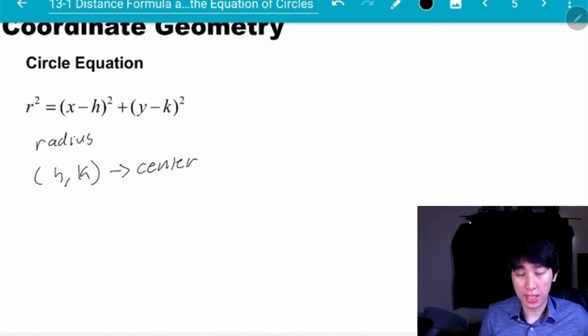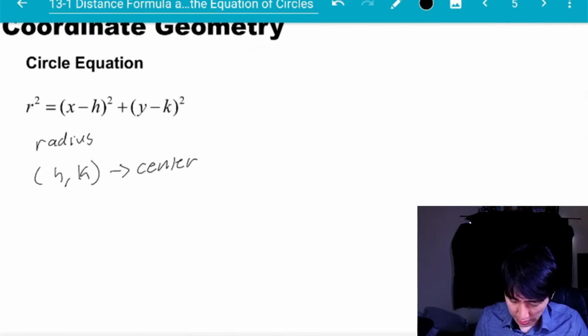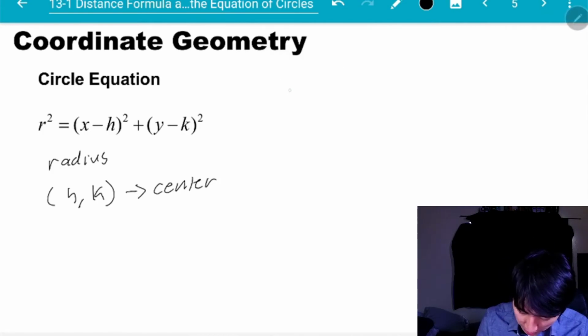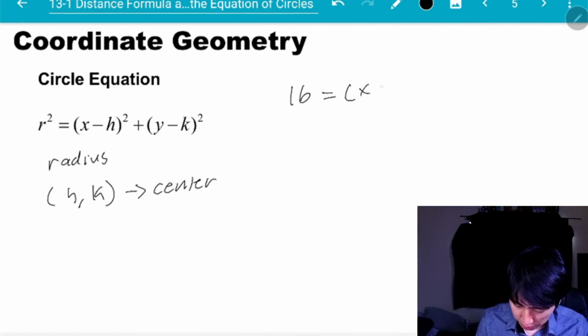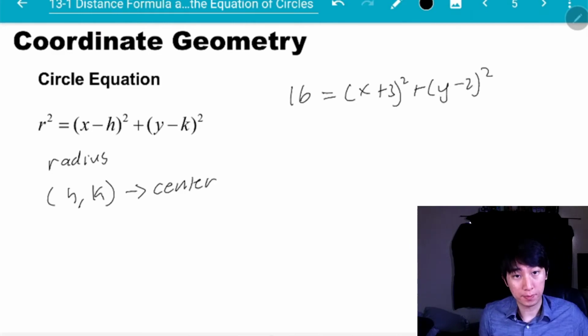So again, these are the things that you need in order to graph, and let me show you how this works. Oops, excuse me, I'm giving you a difficult problem to start with. I didn't even give you an example. So if I give you something like this, 16 equals (x plus 3) squared plus (y minus 2) squared, this is going to be the equation that you're given, and I'm going to ask you to graph it.